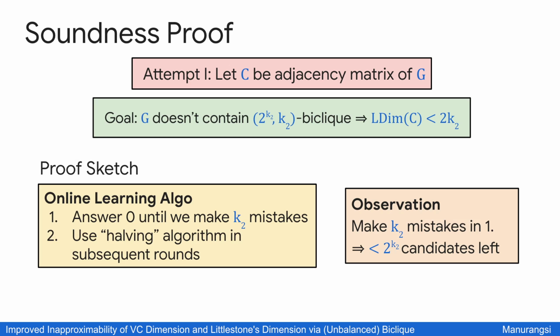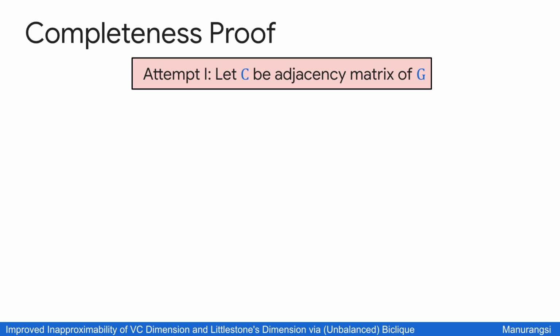In other words, once we reach the second stage, the candidate set that we are left with has size less than 2 to the k2. But this means that since we are using the halving algorithm, we will be making at most k2 mistakes in the second stage. So in total, the number of mistakes that we make is less than 2 times k2. And that's it. That's the entire soundness proof. So far, so good. How about the completeness?